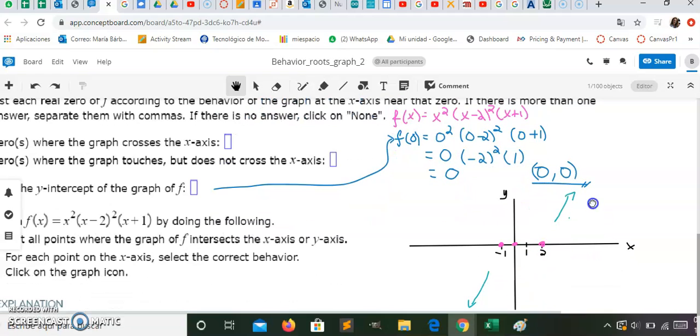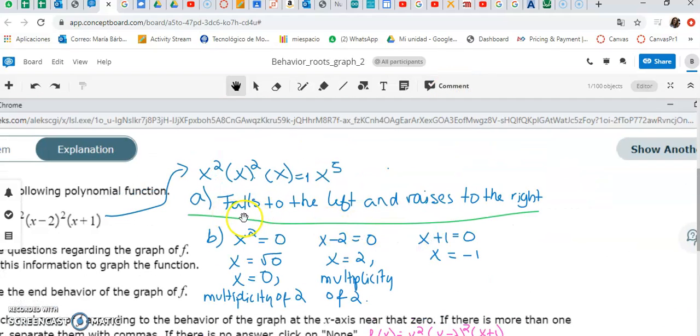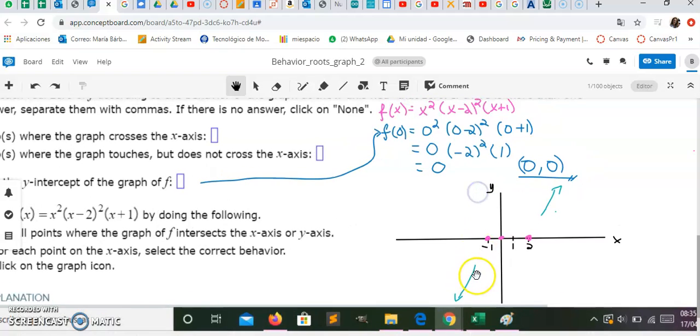Now, as you can remember, in the first question, we found the behavior. It is falling to the left and also rises to the right. So that's why I draw these lines. It is falling to the left and it is rising to the right. Okay? So this is a good thing for you to do this.